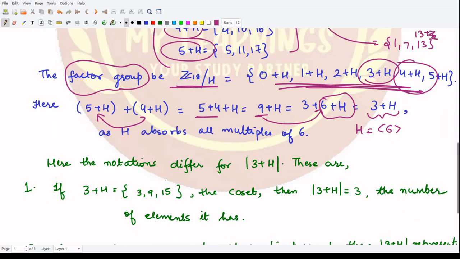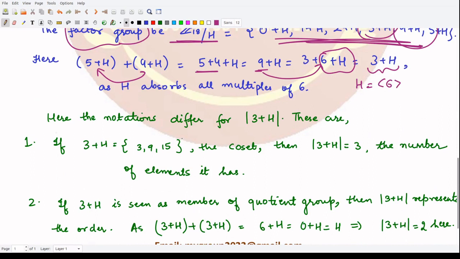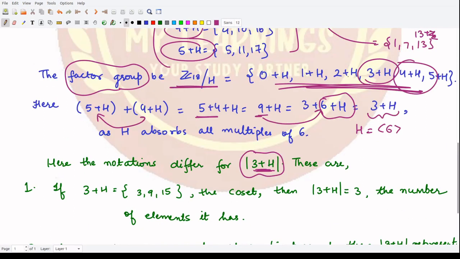Now, what is the meaning of the notation? This is the actual question for this video. Here you see, we can use different notations for this 3 plus H. Now we are taking this member 3 plus H out of these so many. In the first case, what is your 3 plus H? It is a coset which consists of 3 members, 3, 9 and 15. This coset is this.